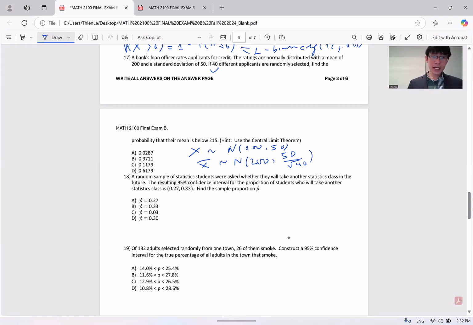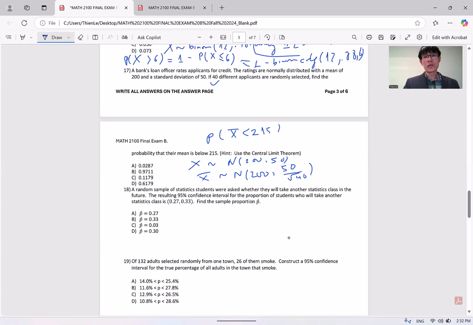The question asks what is the probability that X bar is below 215, where X bar follows this distribution. So again, this becomes a normal CDF problem, because you have the value and you want to find the area, where this value is the cutoff. Let's say, for example, here is your normal curve, the mean is 200, and you want to find this area up to 215. So this is a normal CDF.